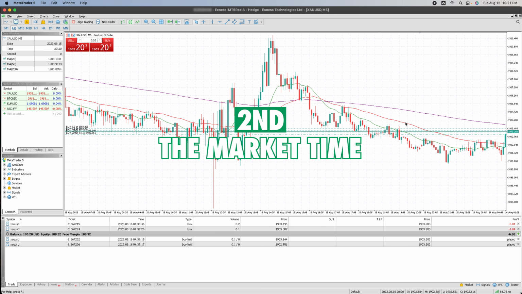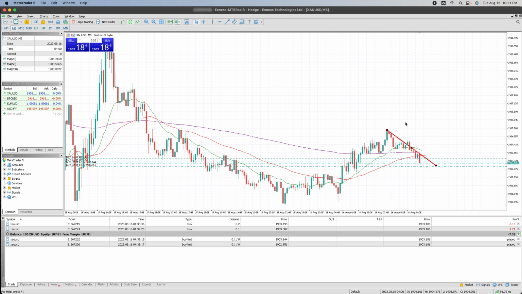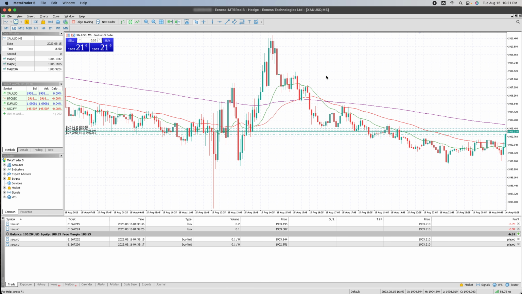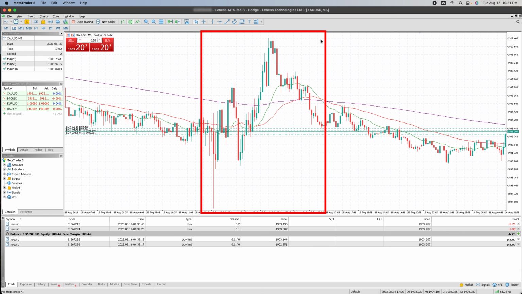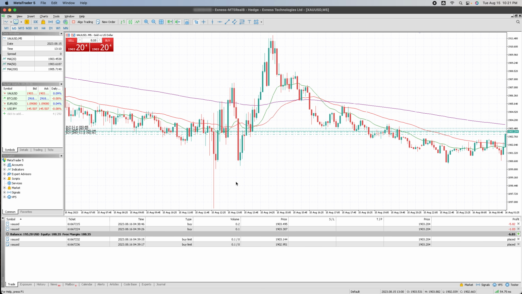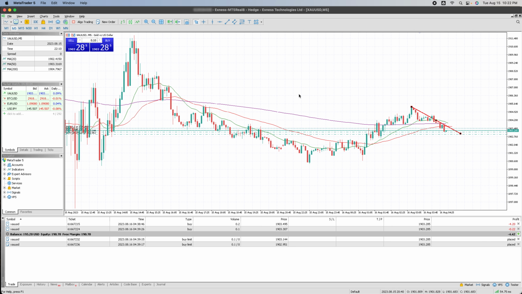Secondly, the right time to make a trade is based on the market time. For this, you just need to review the previous market times where the market candles are going up and down very fast, and sometimes it will blink. I called it a turbo time, so I recommend not to make any trades within this time.